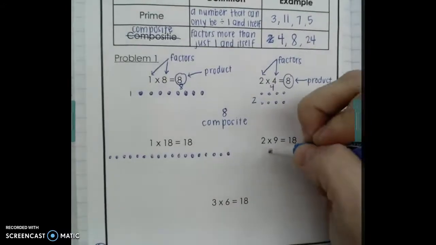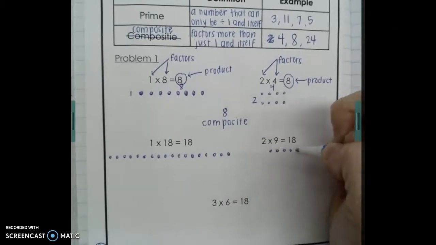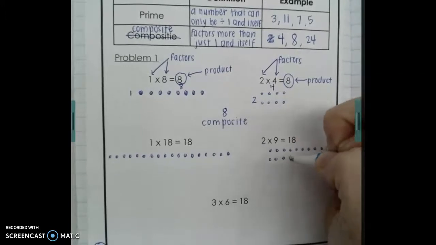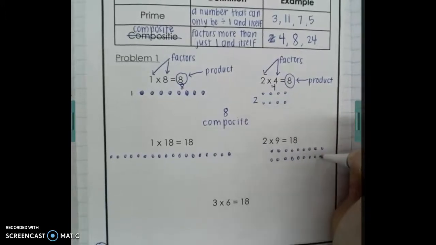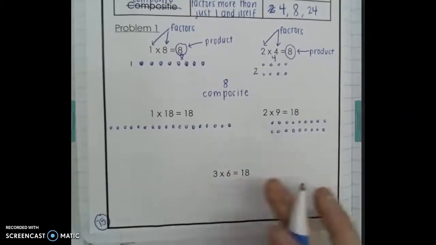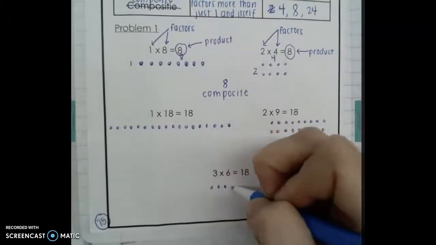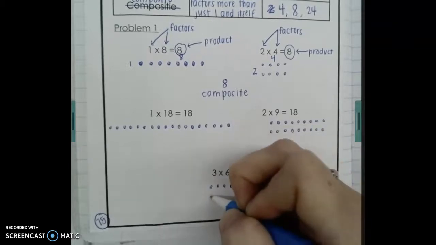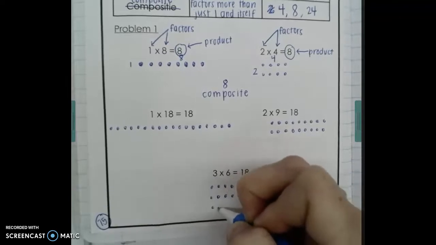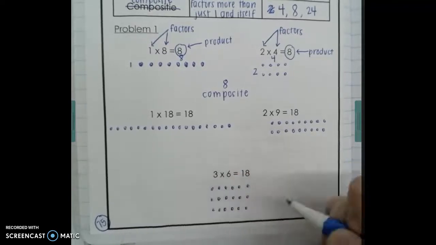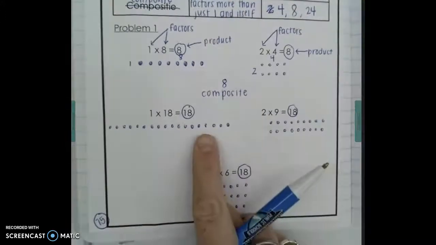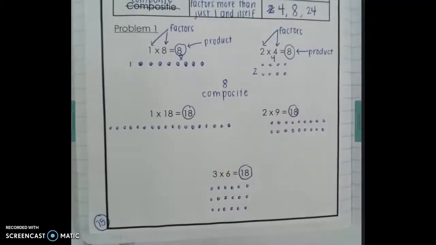This one I'm going to make in groups of 2. So 1, 2, 3, 4, 5, 6, 7, 8, 9, 10, 11, 12, 13, 14, 15, 16, 17, 18. And then this one, I have the factors 3 and 6. So 1, 2, 3, 4, 5, 6, 7, 8, 9, 10, 11, 12, 13, 14, 15, 16, 17, 18. So I have the product 18, or the number 18, but I have 3 different factors to get to 18.